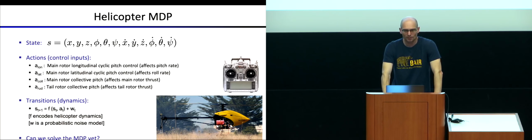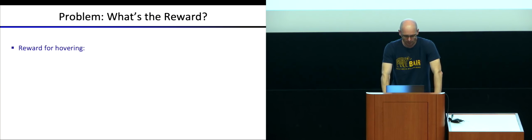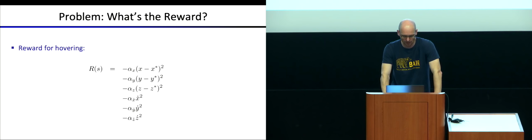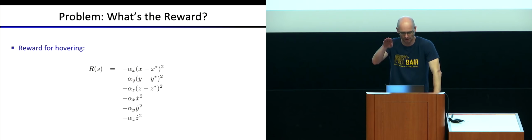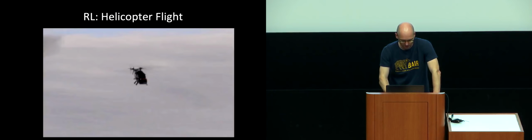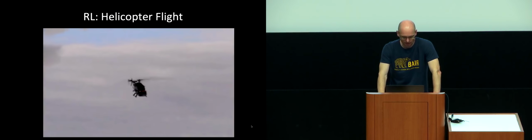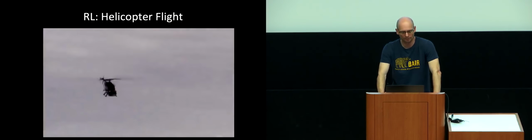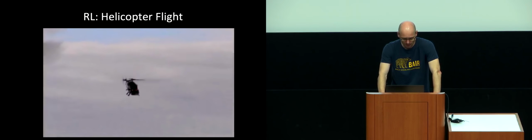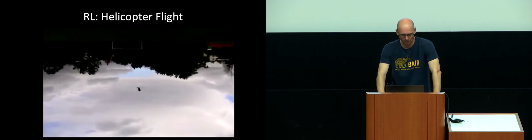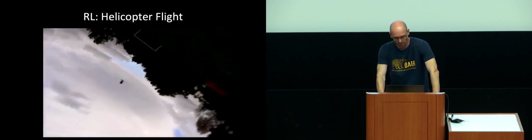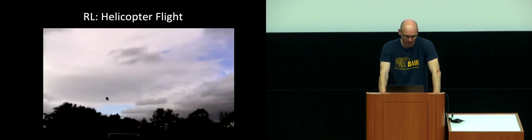Can we solve it at this point, the MDP? Actually, we need one more thing. We need a reward function that describes what we want the helicopter to do. For hover, we saw this. You can have a reward based on distance to target location, x star, y star, z star, and maybe penalizing for non-zero velocity, so you want it to hold still. Actually, we saw this example in the RL lecture of a helicopter reliably hovering, which is a very hard problem, but reliably solved through reinforcement learning, and in fact, reliably solved for flying upside down.